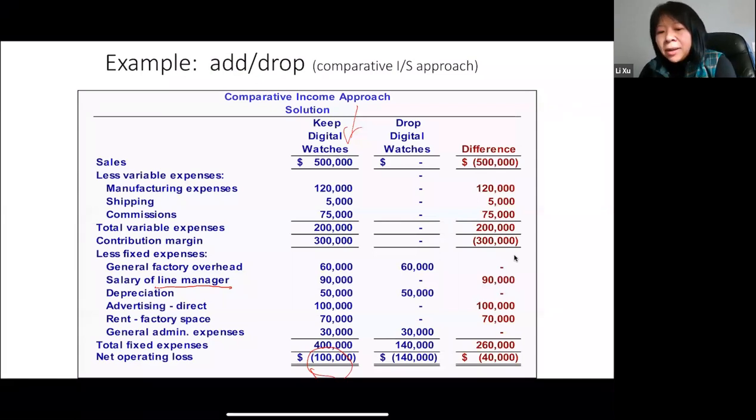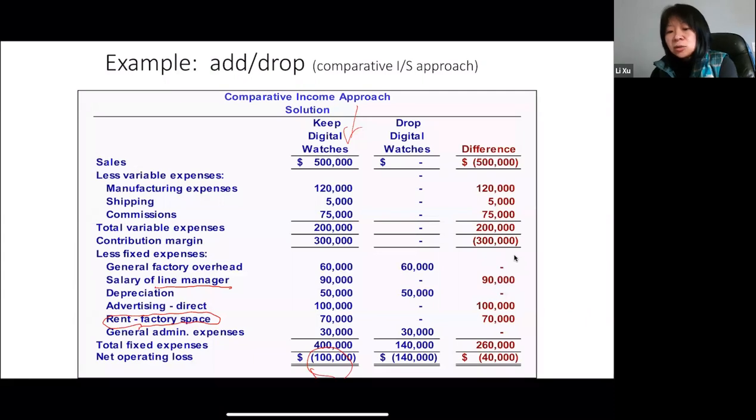Okay. But advertising, say if this advertising is only for the digital watch, yes, you can save. And rent, factory space. Here, if you only rent this to produce a digital watch, yes, you can save. If there's another purpose, then you can't save. Okay, so here we just make the assumption that we only rent this specific factory. A certain space can be gotten rid of if we get rid of the product line. So we do have some savings.